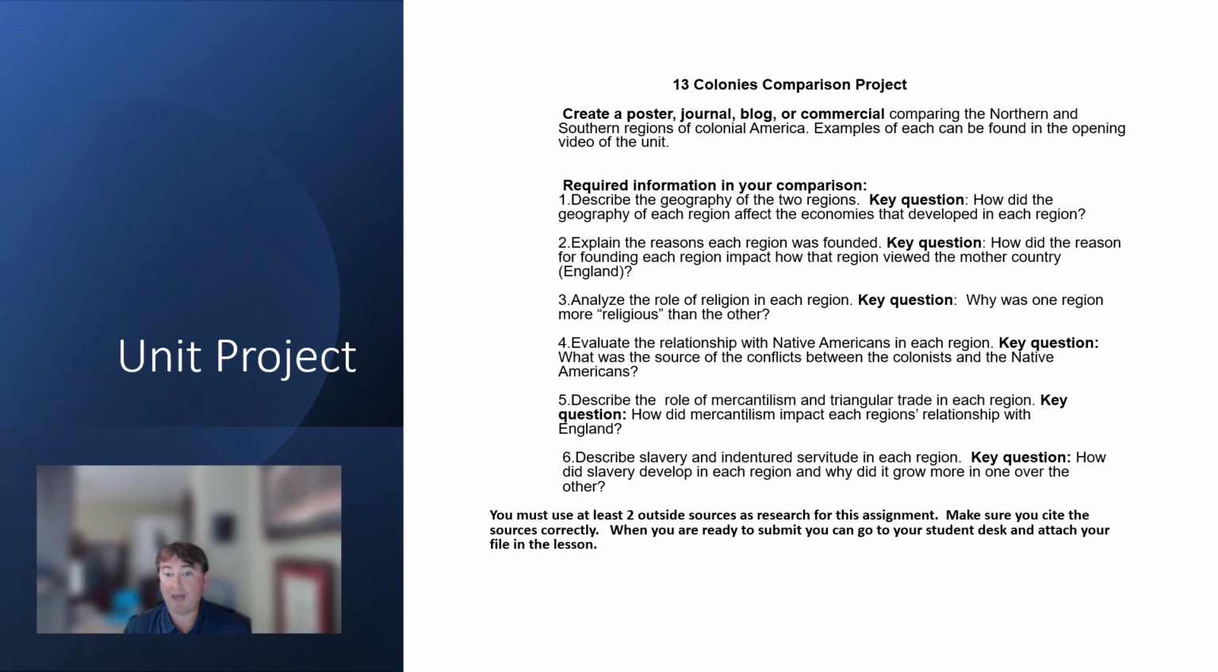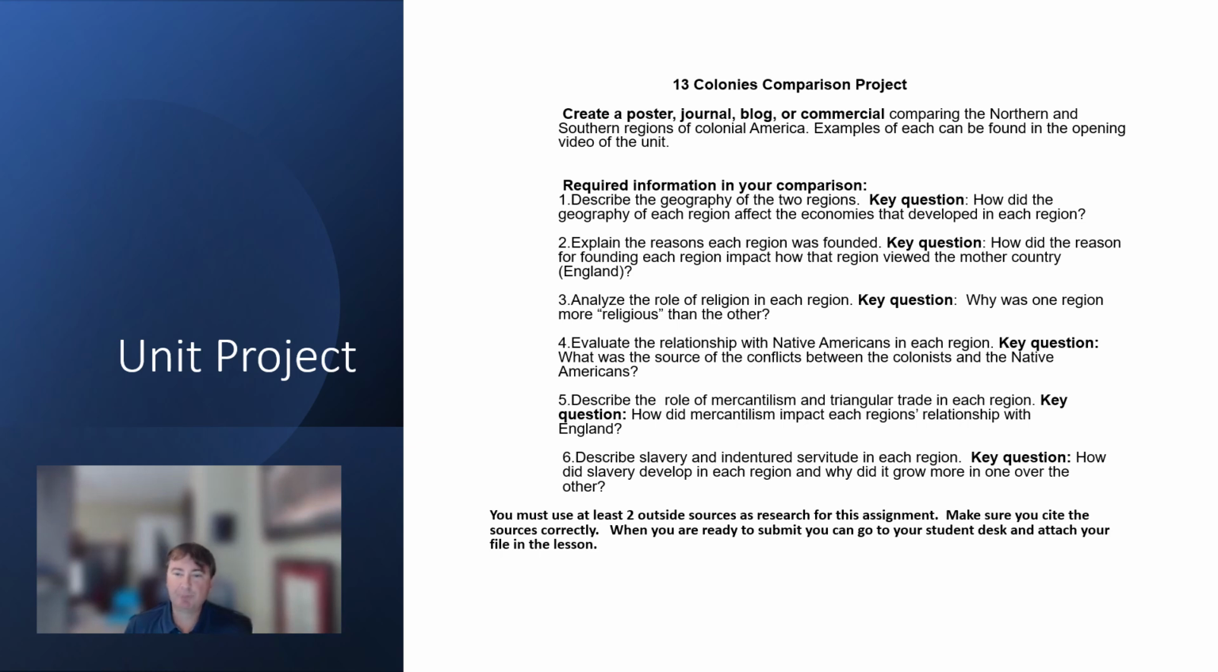Number 1, describe the geography of the two regions. Now, a key question to ask there is, how did the geography of each region affect the economies that developed in that region? So in other words, the geography of the South, the land is going to be a certain way, and you can actually talk about climate here as well. Because of the land and the climate, a certain kind of economy is going to develop in the South. A different kind of economy is going to develop in the North because of their geography and climate. So answer that key question as you describe that geography.